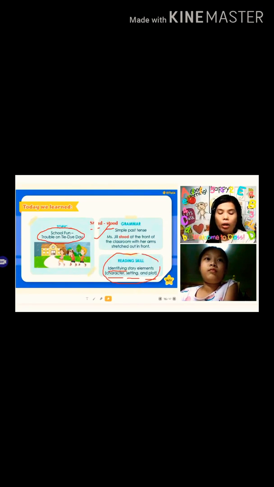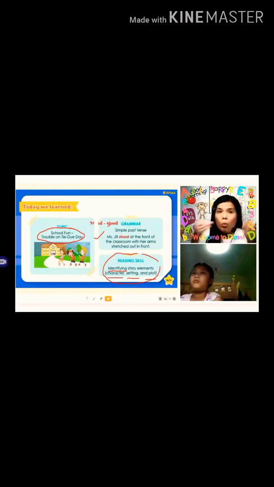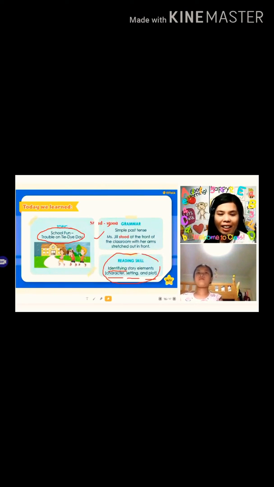You already know how to figure out or identify the character, the setting, and the plot in the story, right? Characters are the people of the story, right? The people who are involved in the story. Plot is the main idea. It's about what happened in the story. Setting is the place and time, okay? Alright, so there you go. I'll give you another star.